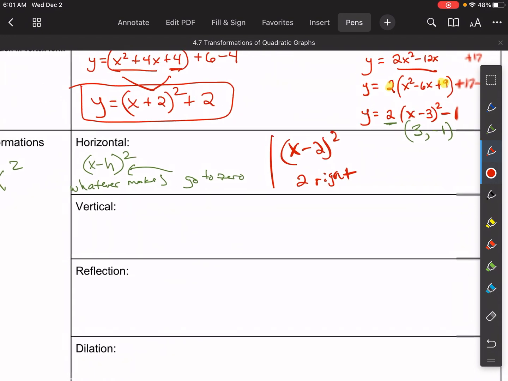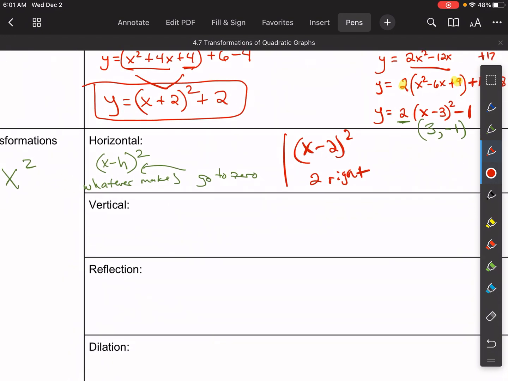Okay, if you wanted to move left, it would be x plus something. So we have x plus 1 squared. That's like 1 to the left. A negative 1 is what makes that go to 0. So negative 1 means go left 1. All right, so that's horizontal.